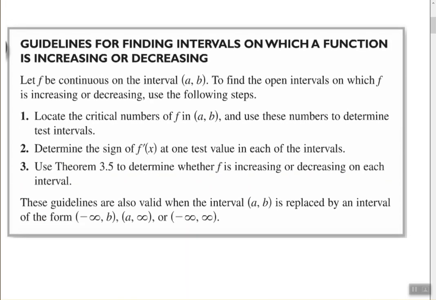So the guidelines for finding intervals on which a function is increasing or decreasing: number one, we locate the critical numbers of f on the open interval, and we use those numbers to determine test intervals. Number two, we determine the sign of f prime of x at a test value in each of the intervals. And number three, we use theorem 3.5 to determine whether f is increasing or decreasing on each interval. Again, if you need to, pause the video here and write these guidelines down.